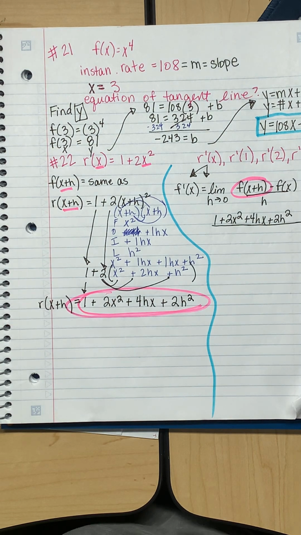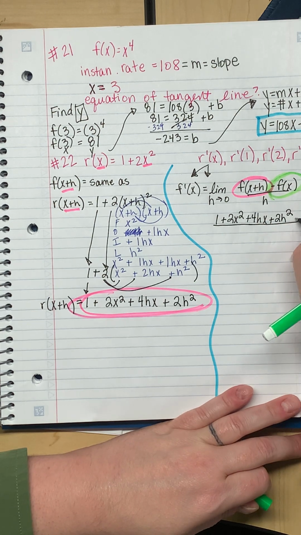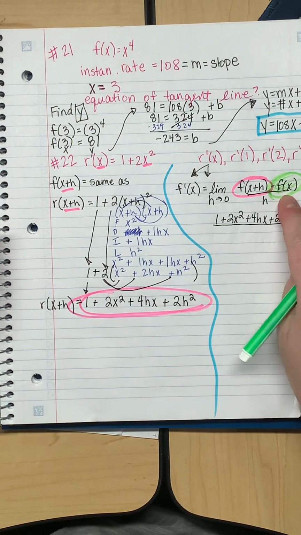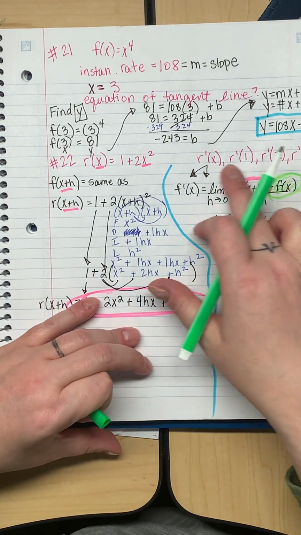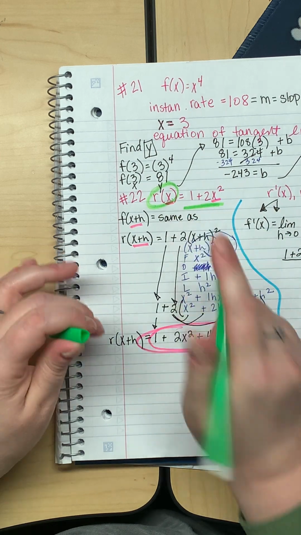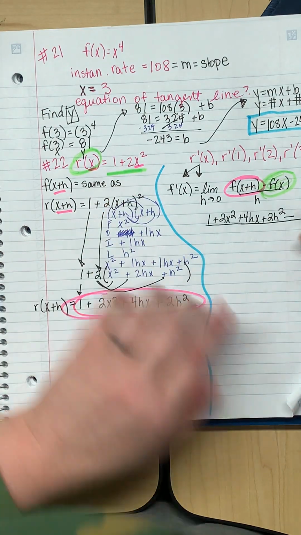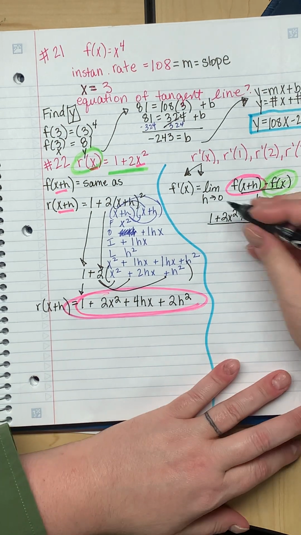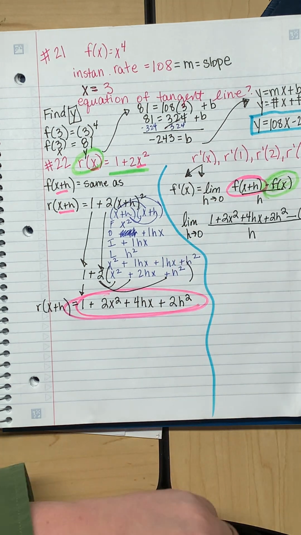Okay, then the formula says I'm going to subtract, so let me put a fat subtract, whatever f of x is. Well, f of x is the same as whatever letter we're using, r of x. And r of x is right here. It's what they gave us, 1 plus 2x squared. So I'm going to put that in parentheses, 1 plus 2x squared. And then it's all over h. And we had that limit as h approaches 0 at the front.